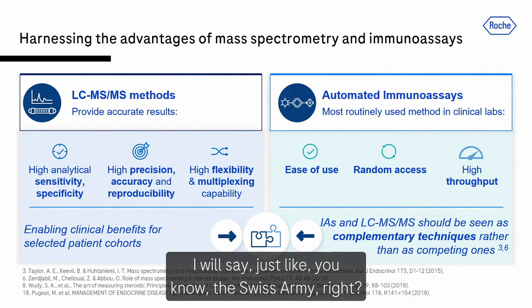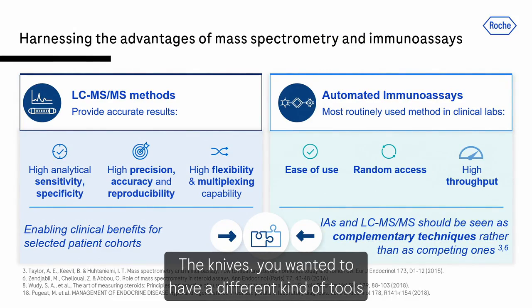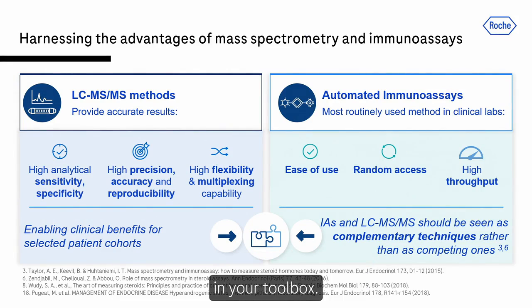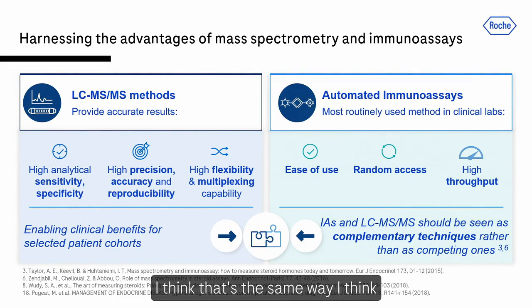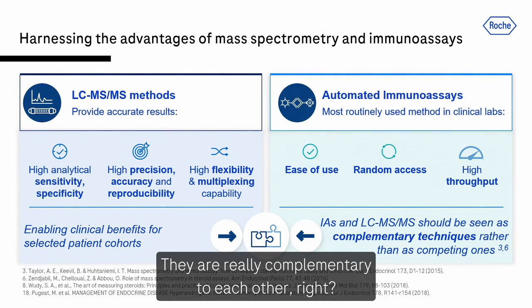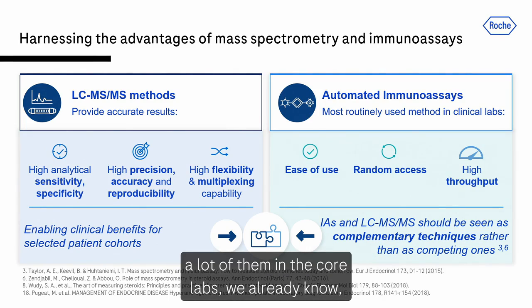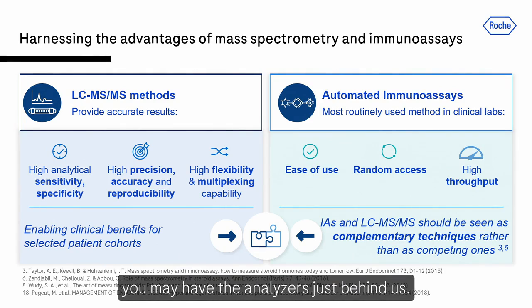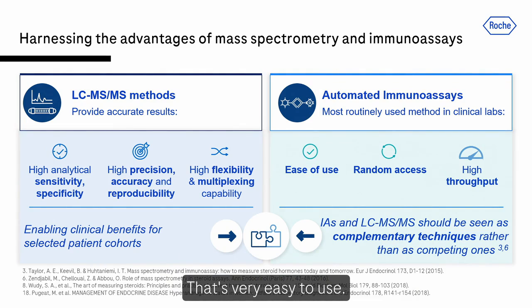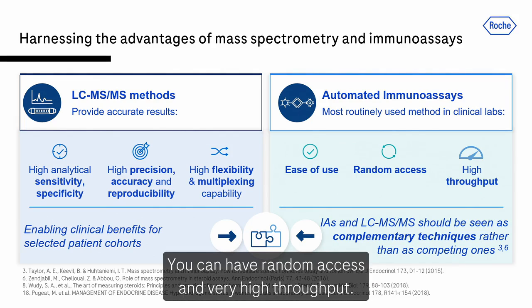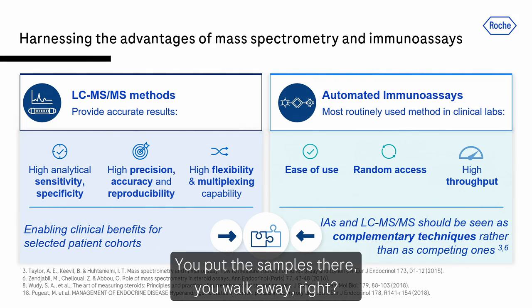I would say, just like the Swiss Army knife, you want to have different kinds of tools in your toolbox. I think that's the same way I think about mass spec and immunoassays. They are really complementary to each other. So for immunoassay, a lot of them in the core labs, we already know, even have the analyzers just behind us. That's very easy to use. You can have random access and very high throughput. You put the samples there, you walk away.